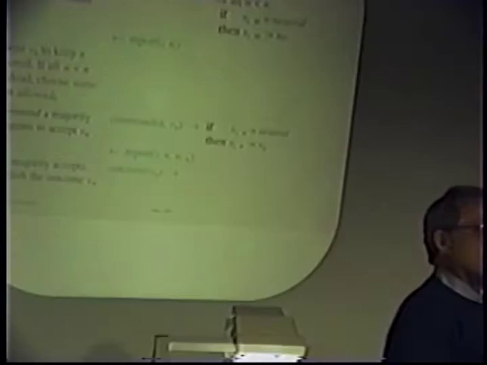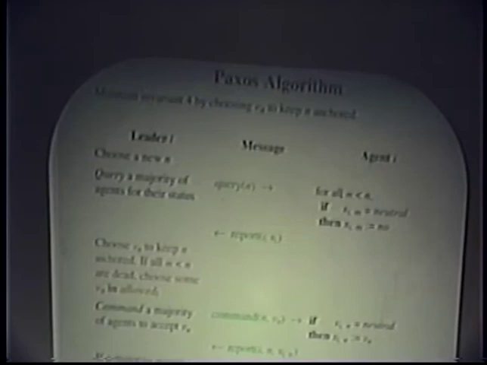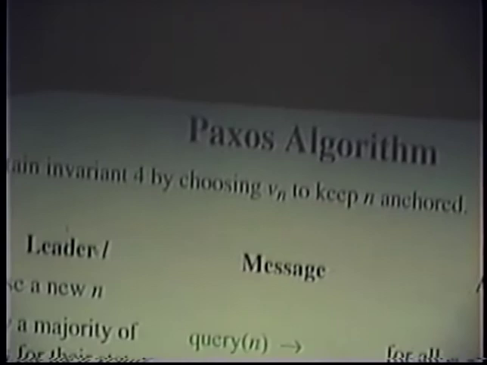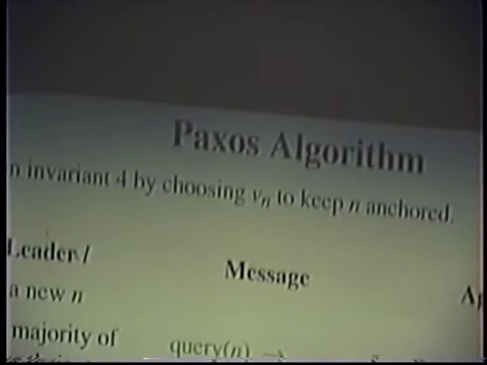Okay. Now, with all that, we are ready for the algorithm. Here it is. Remember, we have to maintain two invariants. The first one was only one value per round. We maintain that by making sure that each leader runs different numbered rounds from all the other leaders, and that the leader doesn't try to run the same round twice. So we've got that. The other invariant we have to maintain is that every round is anchored. So how are we going to do that? Well, here's the strategy. The leader chooses a new n consistent with the rules that I just gave you. And then the leader queries a majority of the agents and tries to find out what their state is. So the leader says, tell me what your state is up to round n.